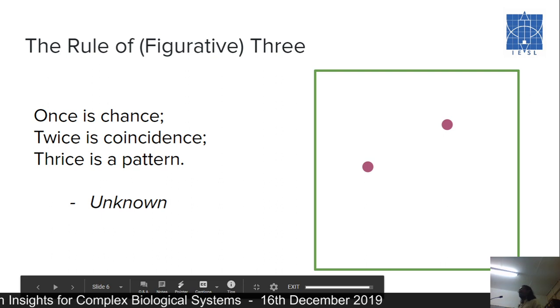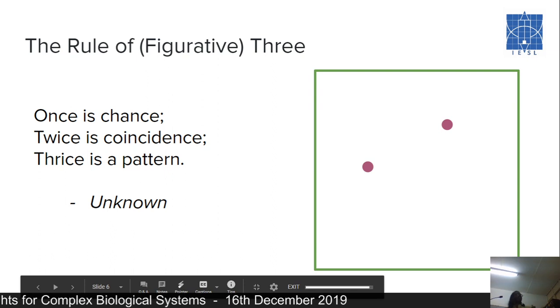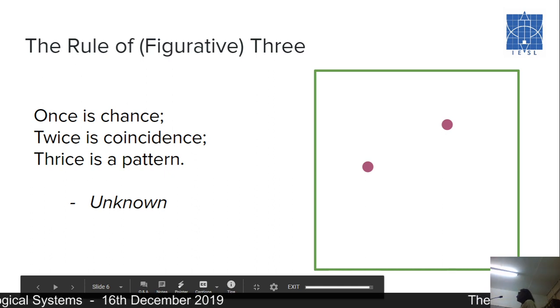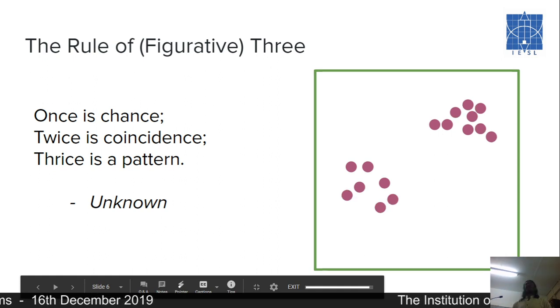There's this quote: once is chance, twice is coincidence, and thrice is a pattern. I'll say that this thrice is figurative, because we can't make anything out of just three facts; we need a sizable amount of data to get some facts. So, for example, look at that diagram there. What can you say when you look at this diagram? Just two random dots. Can't really get any sense out of this. But if I do this, do you get a little bit more information out of that?